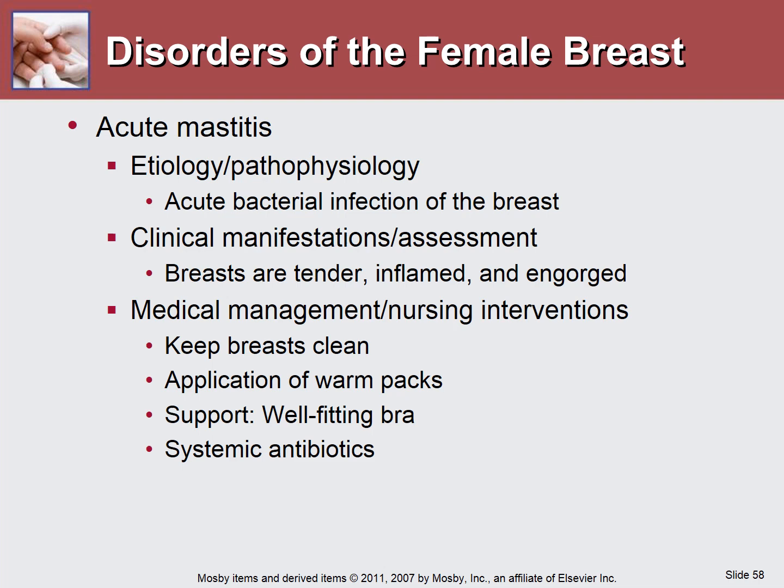Acute mastitis is an acute bacterial infection of the breast. It's seen a lot in pregnant women. Clinical manifestations are a tender, inflamed, and engorged breast. Management is keeping the breast clean, application of warm compresses, a soft fitting bra, systemic antibiotics, and usually the baby can be breastfed while mom is treated and continues to breastfeed.